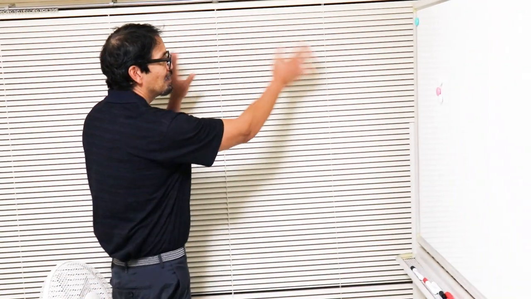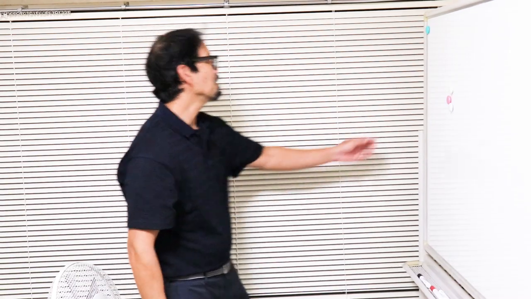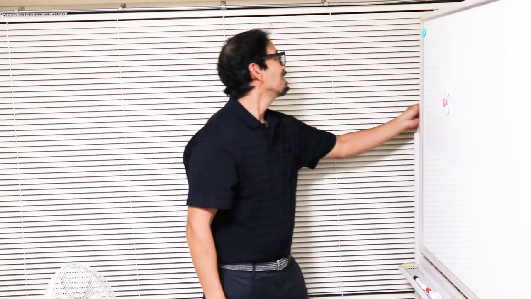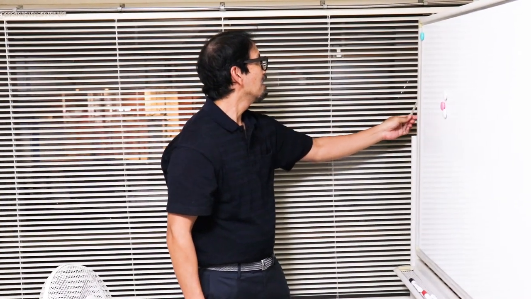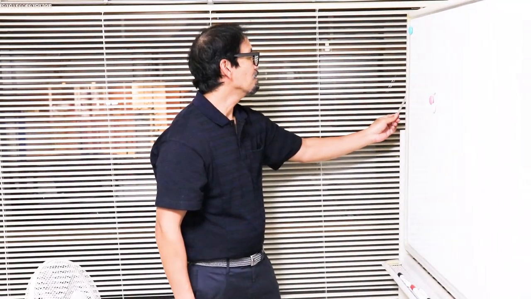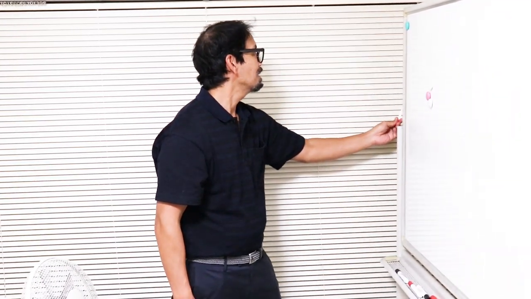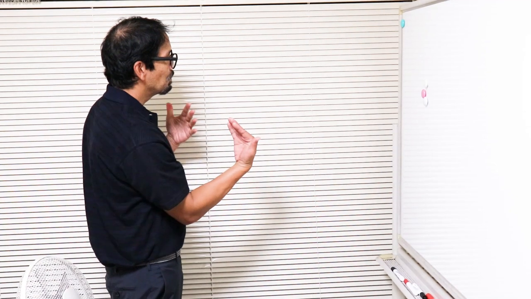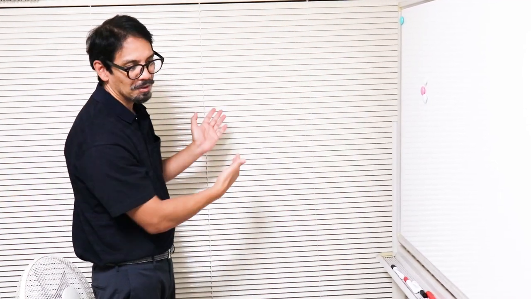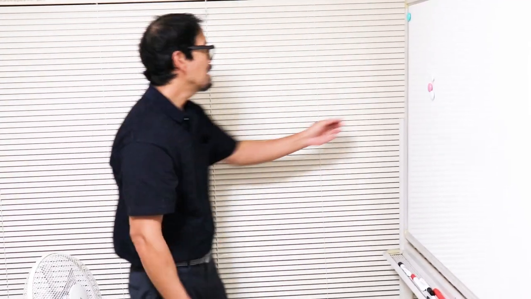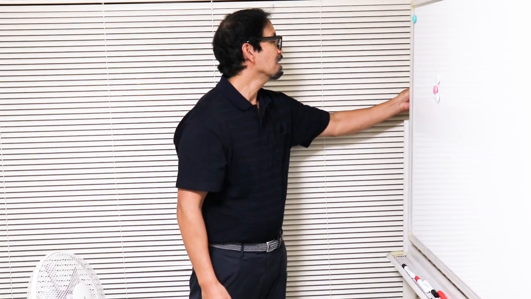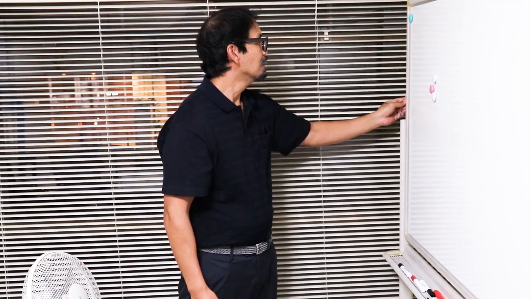All right, let's take a look at these. Do you know what these are called? So I can do this to open them or close them. So we use this to block out the sun from coming into the room or to let in sun coming into the room.